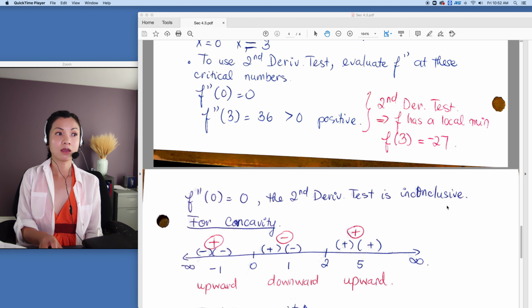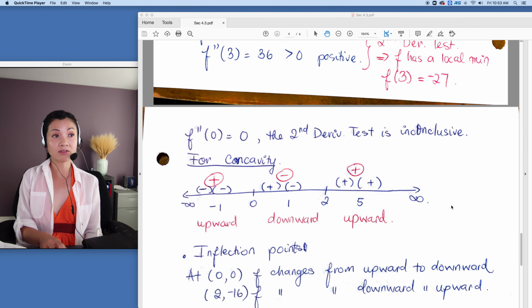Okay, now we have 0 here for 0, so we can't do anything about this point right here, it is inconclusive. We need either a positive or a negative number. With 0, we can't do anything.